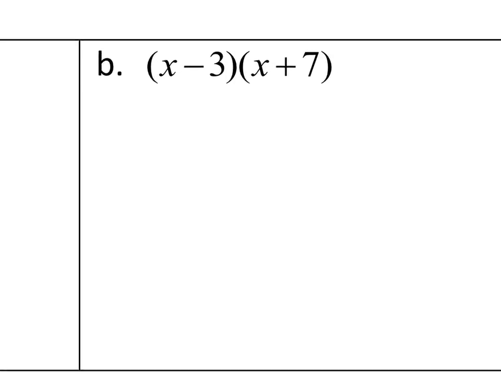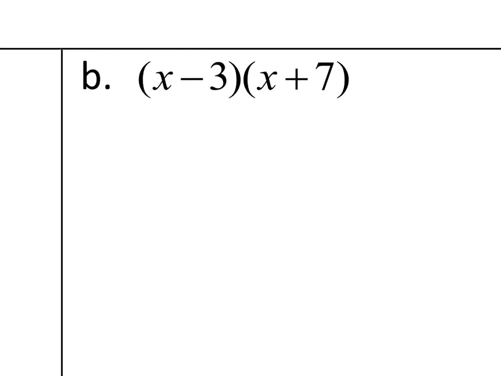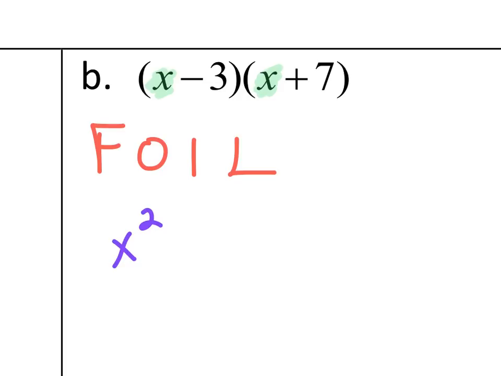In part B, the way I do these problems is a method called FOIL, which means firsts, outsides, insides, lasts. And the firsts means the first term of each binomial. And so first times first, x times x is x squared. Then outsides stands for the terms on the outside of the problem. And so that's x times 7. And x times 7 is positive 7x.